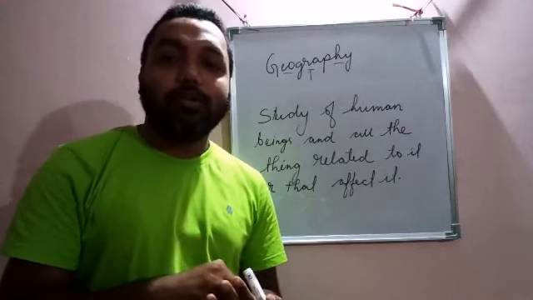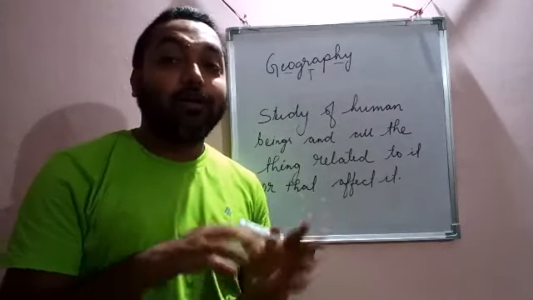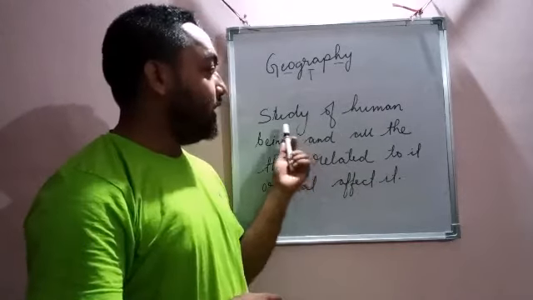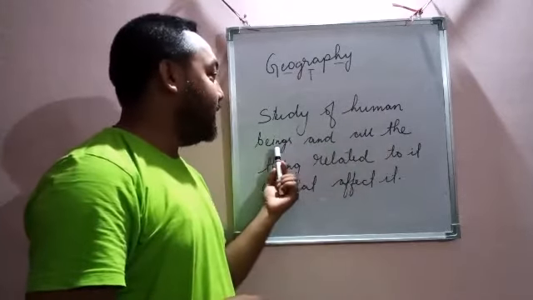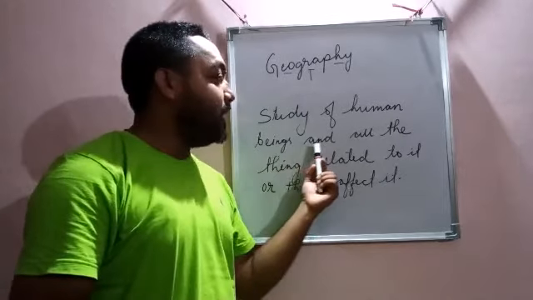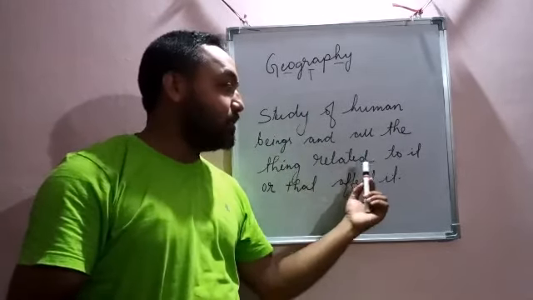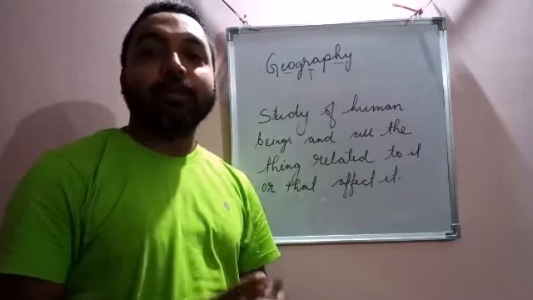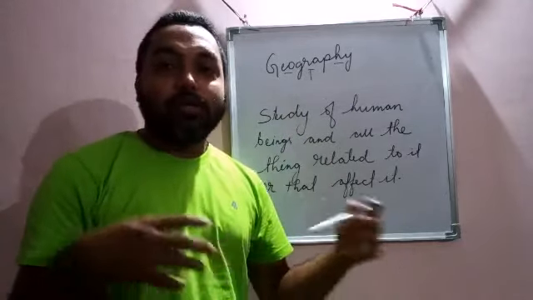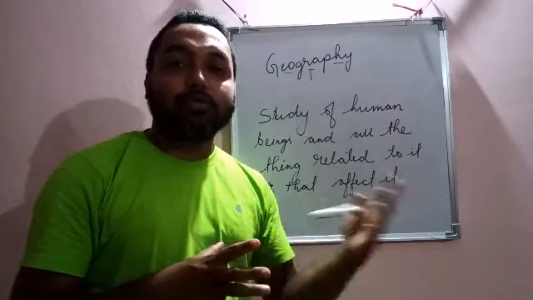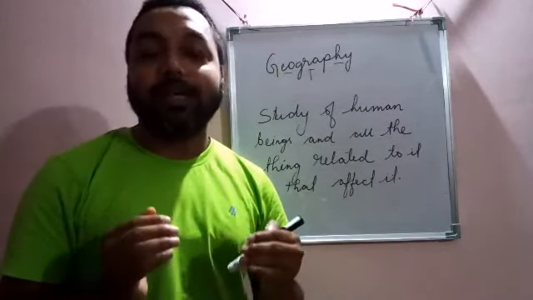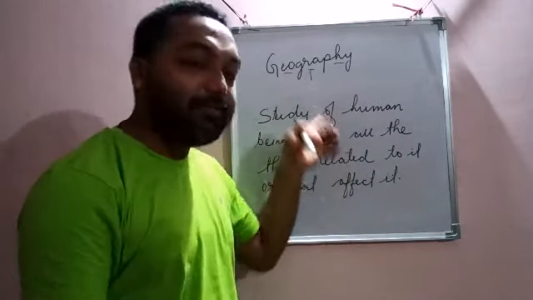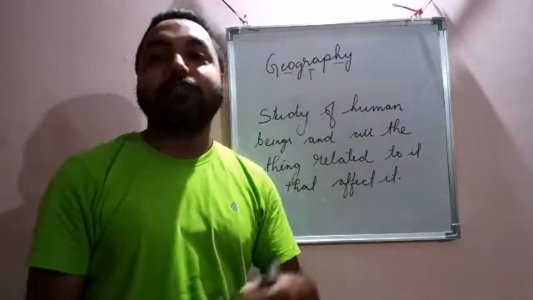So to study about human beings, we need to study all the things that are related to or that affect humans. Here I have written, geography is the study of human beings and all the things that are related to human beings or that affect human beings. For example, the climate, the soil, then where to build houses, roads, everything, all these things affect human beings. It is for this reason we need to study everything that is related with human beings.